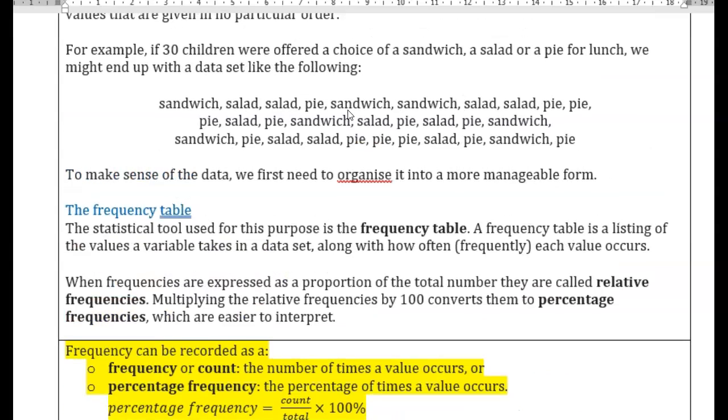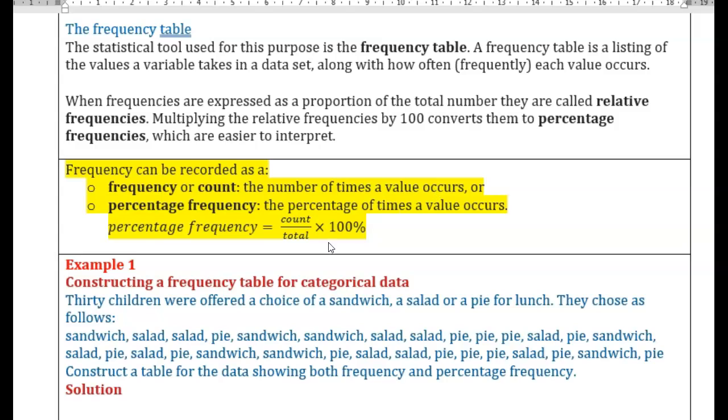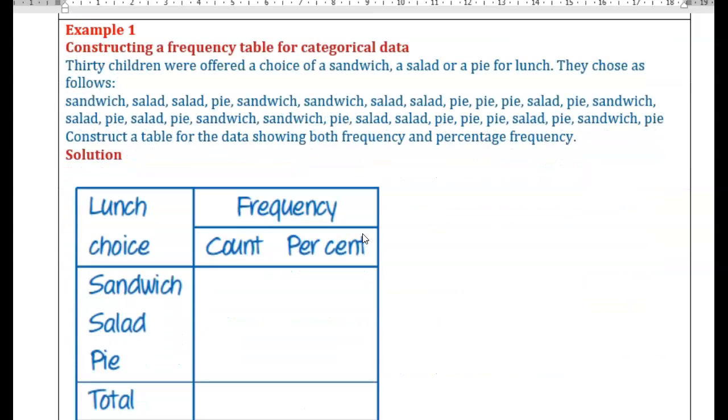For this one here, how many students like sandwiches? We've got 1, 2, 3, 4, 5, 6, 7. So if we were doing the percentage of that, it would be 7 divided by 30, because there were 30 children, times 100%. So let's look at a few examples.